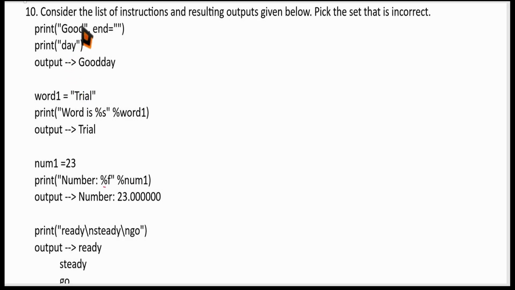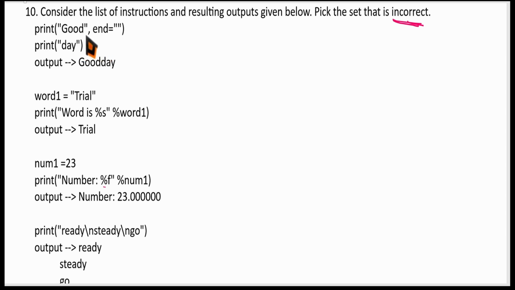Now let us see the next one. Consider the list of instructions and resulting outputs given below. Pick the set that is not correct. You take the first one, print good, comma, end equal like this.